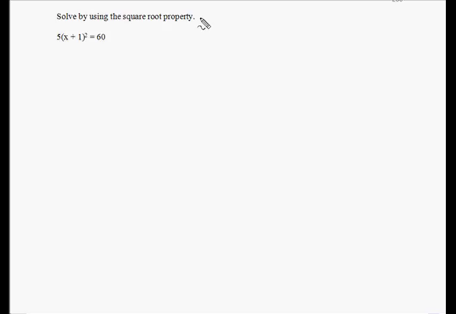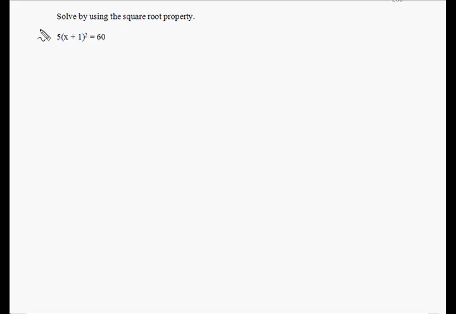Solve by using the square root property. 5 times the quantity x plus 1 squared is equal to 60. To solve for x, to get x alone, we have to get rid of the furthest thing first. If I knew what x was, I would add 1, I would then square it, and the last thing I would do is multiply by 5.